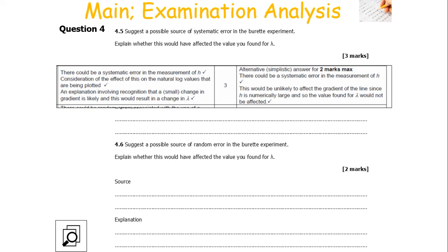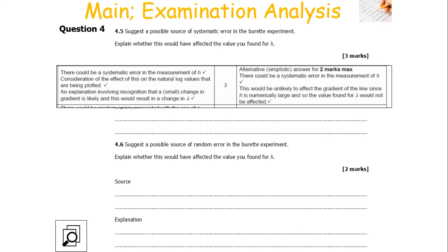Now consider the effect of the natural logs being plotted. It's unlikely to affect the gradient for a couple of reasons. Number one, if it's out by the same factor for each term, it'll have the same impact on all the results, so it won't affect your gradient. And also, since h is numerically a very, very large number, it's unlikely to have a big effect, because the change in the gradient is going to be very small.